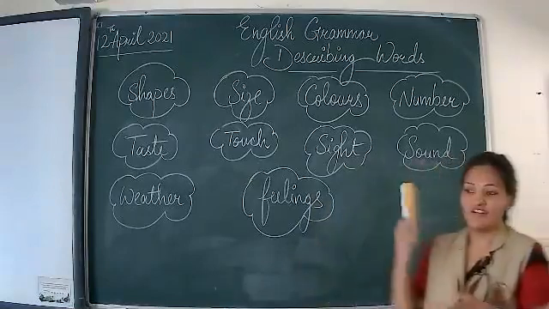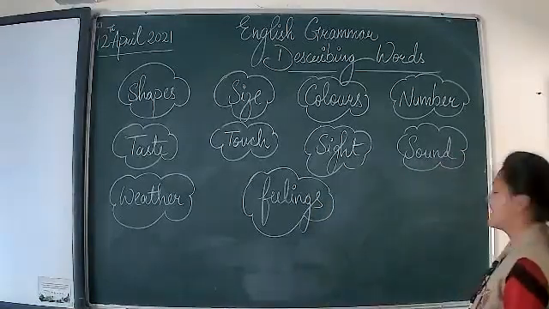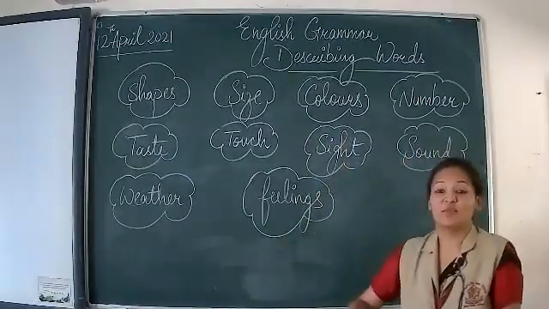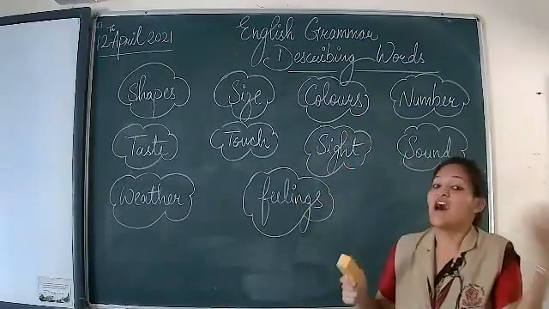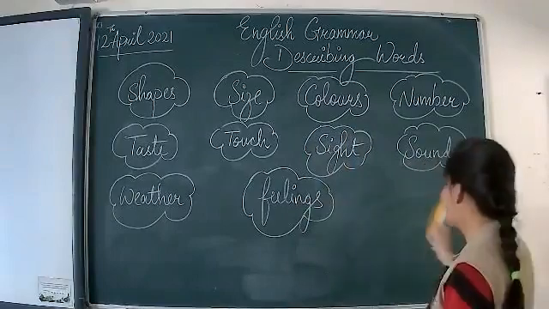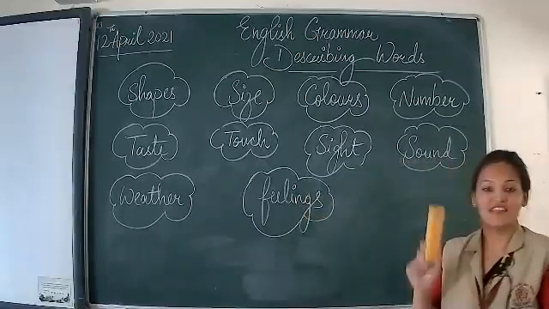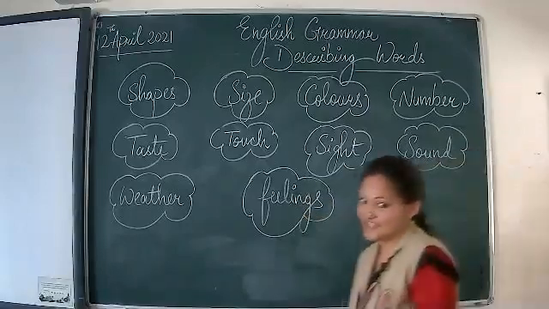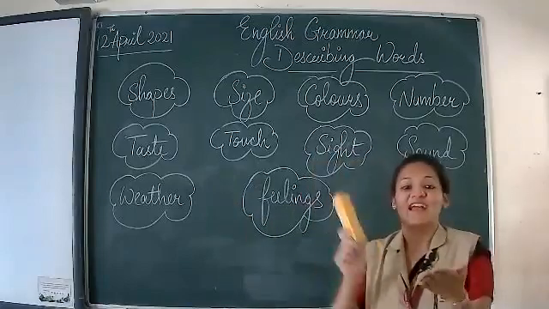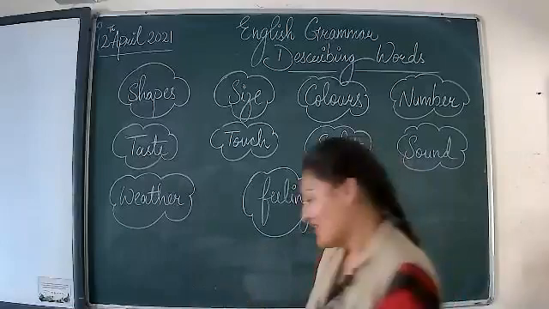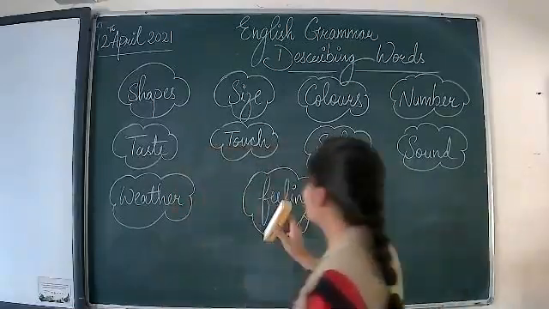Then sound. Now if I do like this, sound is coming. But if I bang it on the table, then the loud sound will come. Okay. Then weather is not applicable here. Then feelings. Now it is a non-living thing. It doesn't have feeling. But when you bang it on your hand, then you might feel hurt. You might cry. Okay, so that will describe.